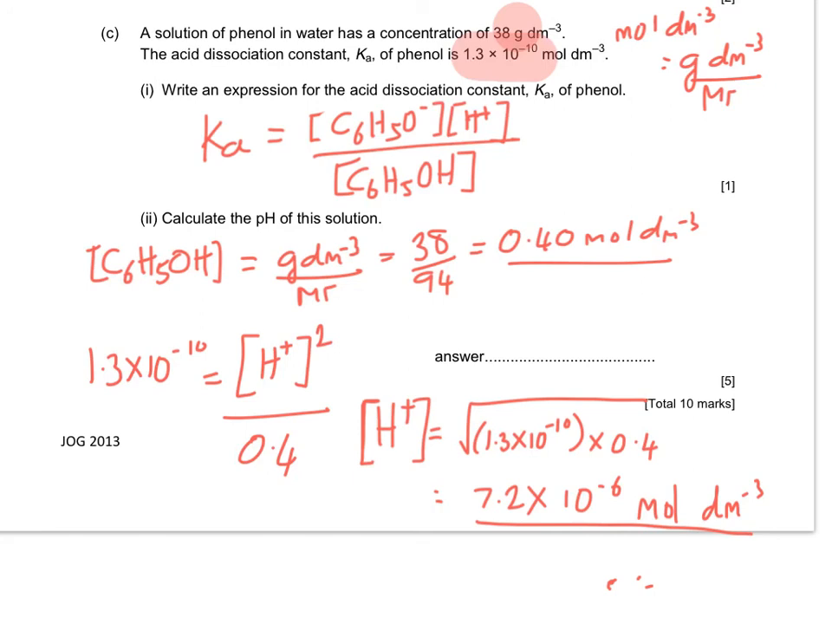But we're not out of the woods yet, because they want us to do the pH of the solution. That's just the concentration of hydrogen ions. So we need to do pH equals minus log of the 7.2 times 10 to the minus 6. And that gives us a value of 5.14.